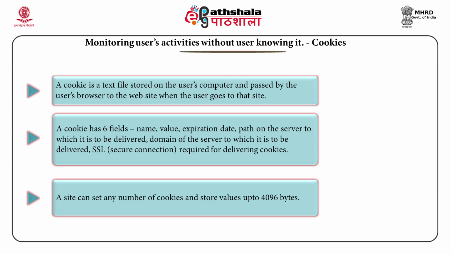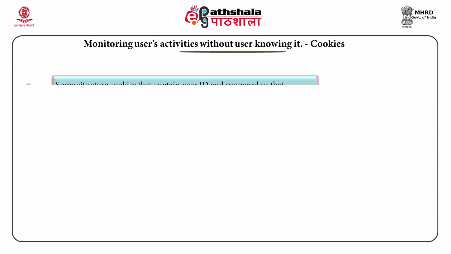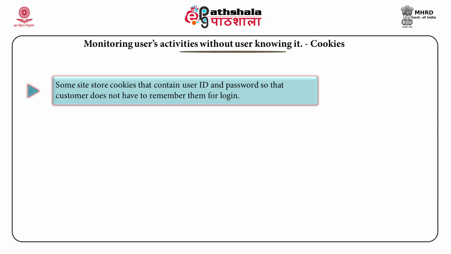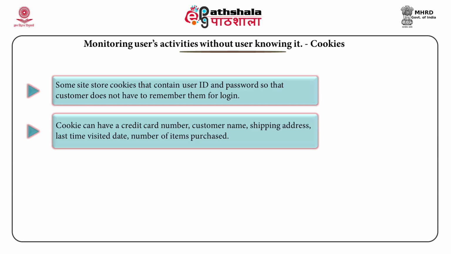A site can set any number of cookies. Cookies can be any in number, but the size limit is 4096 bytes. Some sites store cookies that contain user ID and password, so that the customer does not have to remember their login. Some browsers ask you whether you want to store the password. If you say yes, it would be stored as part of the cookies. So, cookies can have a credit card number, customer name, shipping address, last time visited date, number of items purchased.